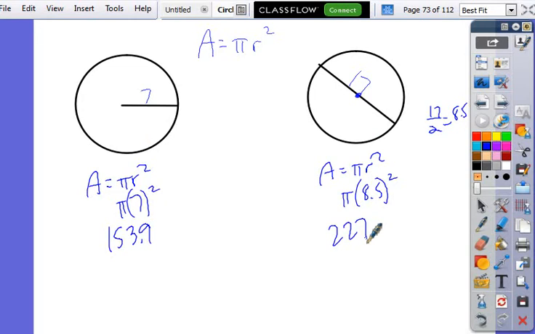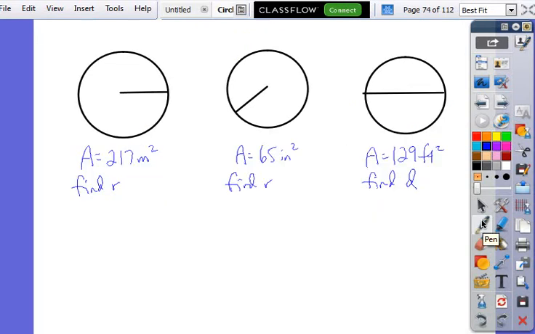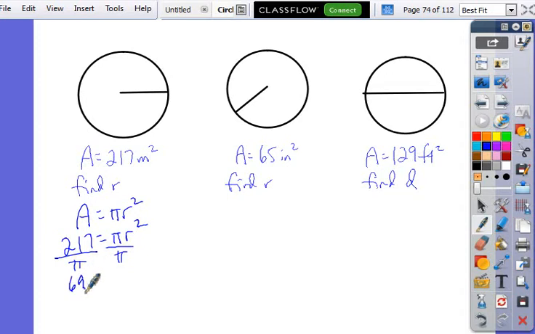All right. If it gives me the area, I'm going to take that number and plug it in for A. Now I want to find R, which means I've got to get rid of the pi on that side of the equation. So this is pi times r squared, so I'm going to divide by pi. So somebody tell me that number, 217 divided by pi. 69.1. All right, so I get 69.1, but that equals r squared. So then I've got to take the square root of that. And that's going to be 8.3, to get my final answer of 8.3.